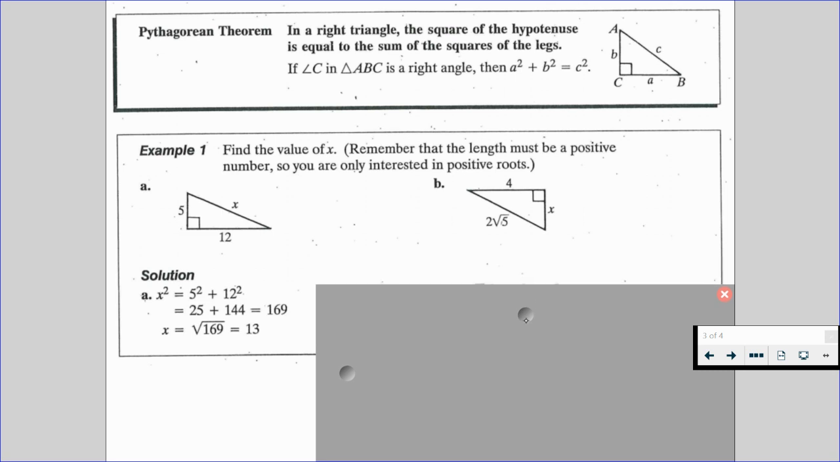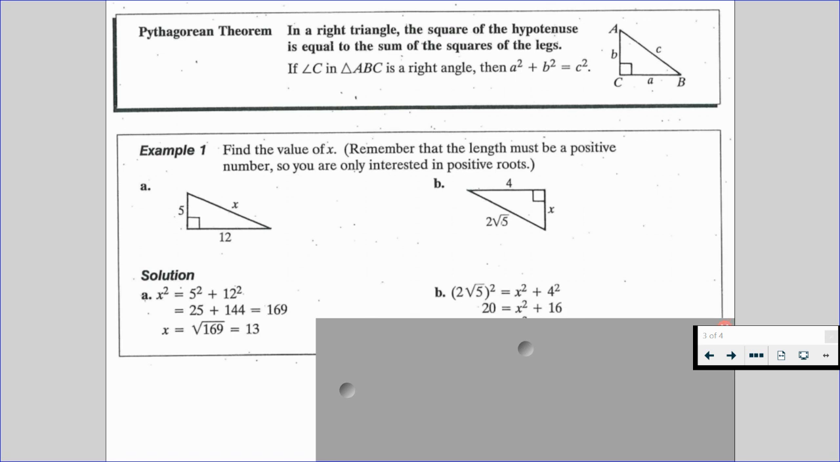For B, we can set it up, again, c squared is equal to a squared plus b squared, or a squared plus b squared is c squared. So we have 2 root 5 squared is x squared plus 4 squared. We simplify that down, we get 20 is equal to x squared plus 16. Subtract 16 on both sides, we end up with 4. So therefore, x is going to be equal to 2.